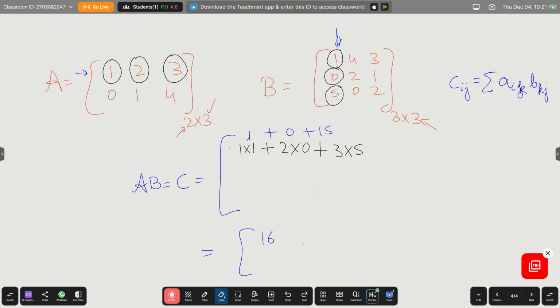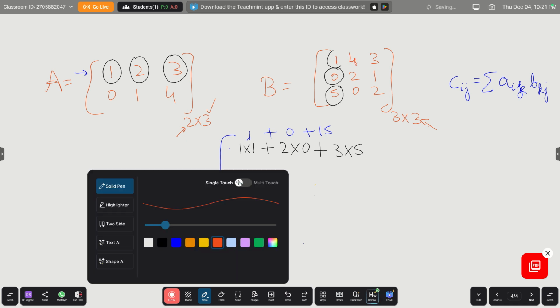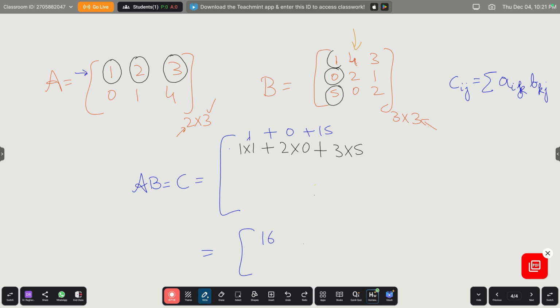All right, so instead of this, we had 1 and 4 there, so I'll choose the second column now. So second column has 4, 2 and 0. So 1 is multiplied to 4, plus 2 is multiplied to 2, plus 3 is multiplied to 0. So 2 2s are 4, plus 4, 8 plus 0, which will be 8.